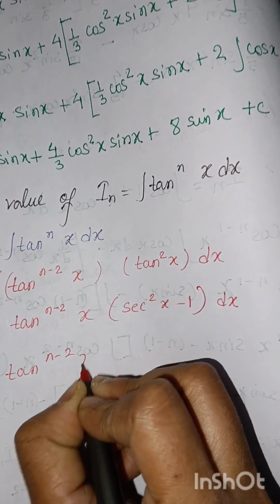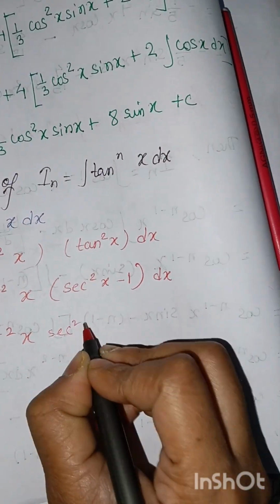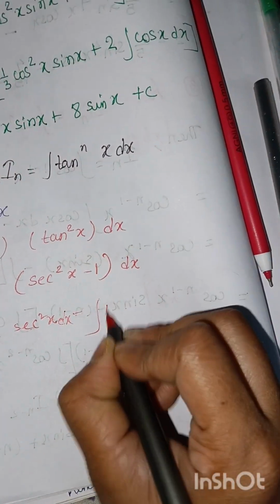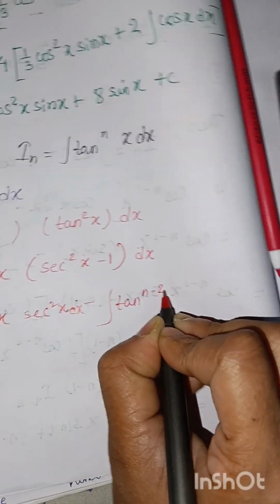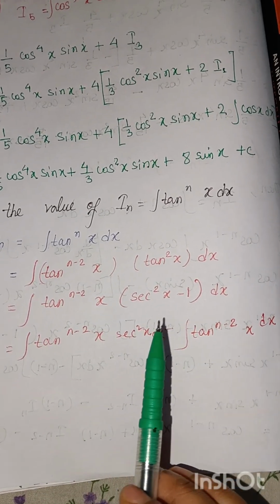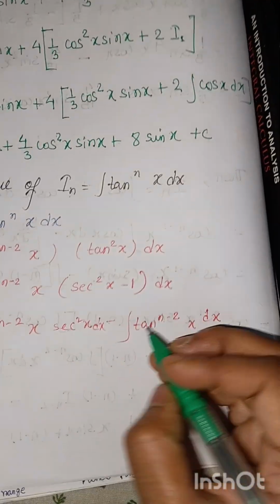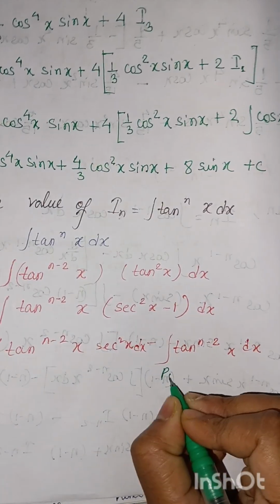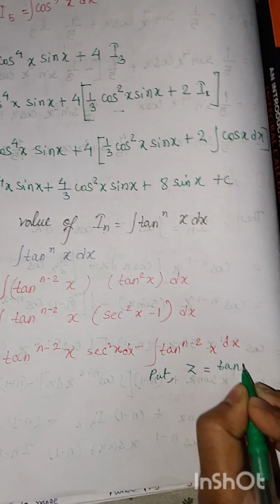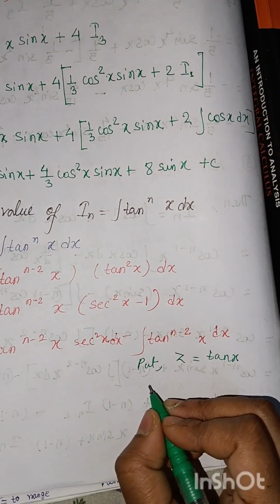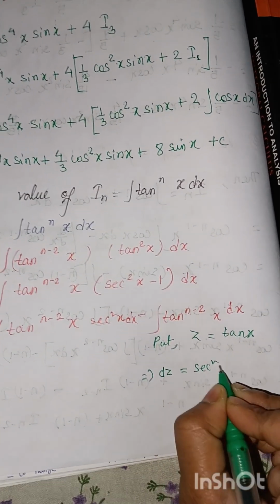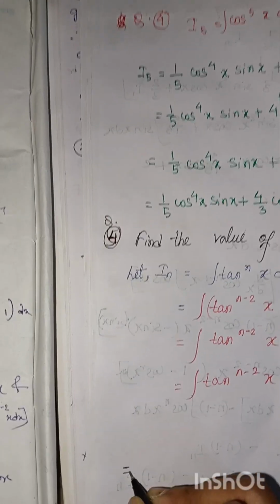Tan to the power n minus 2 x sec square x minus the integration of tan to the power n minus 2 x dx. It is a very long term, so we just put z equal to tan x in this equation. So put z equal to tan x. So dz is equal to sec square x dx. Put the value in the equation.